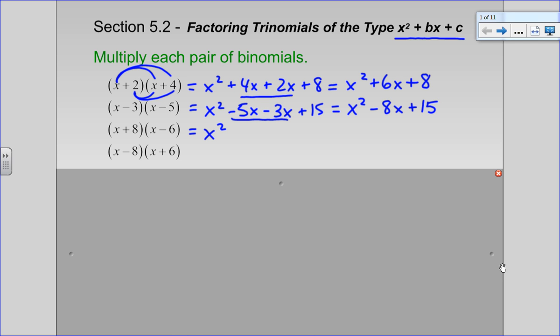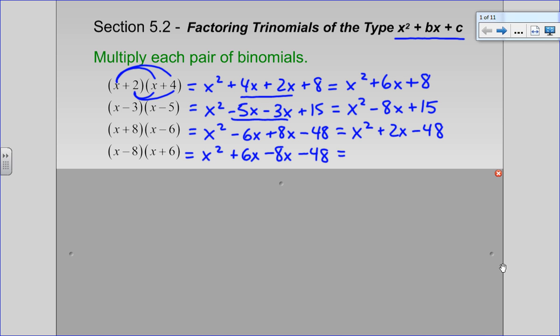So first we have x squared, then negative 6x, then 8x, and then 8 times negative 6 would be negative 48. Combining the negative 6x and the positive 8x, we get positive 2x, and so we see the trinomial that we have for our answer. Lastly, x minus 8 times x plus 6, we would have x squared plus 6x minus 8x minus 48. Combining like terms in the middle of that expression, we get x squared minus 2x minus 48.